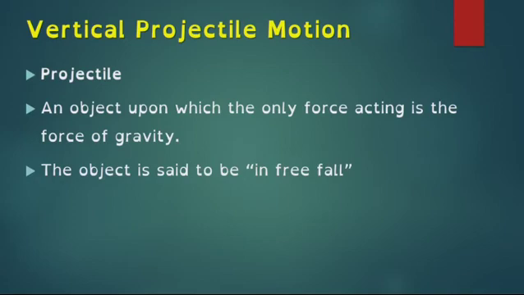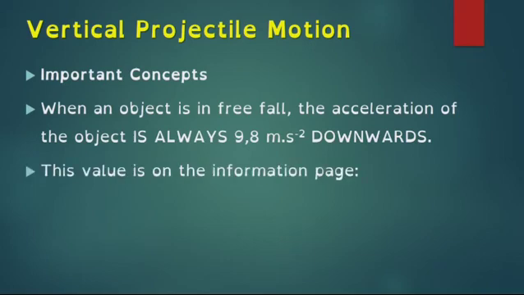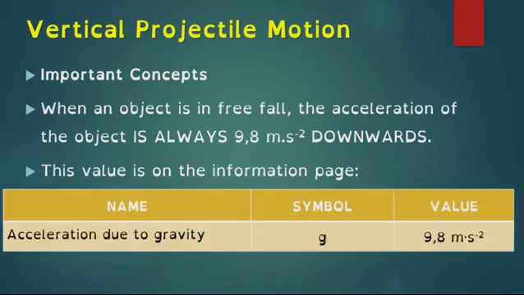Now, guys, I'm going to run you through a couple of important concepts with regards to vertical projectile motion. So the first one, and I'm sure your teachers have drilled this into you too, when an object is in free fall, the acceleration of the object is always 9.8 meters per second squared down. And guys, they like to ask this as a question. It's important. And luckily you do not have to remember this value because it's on your information page.